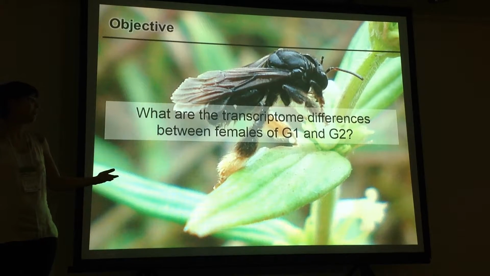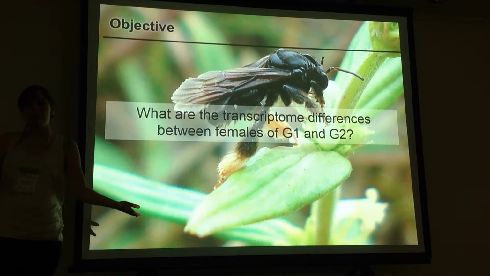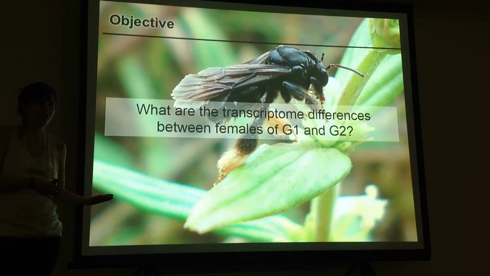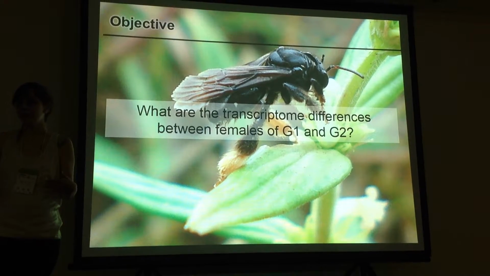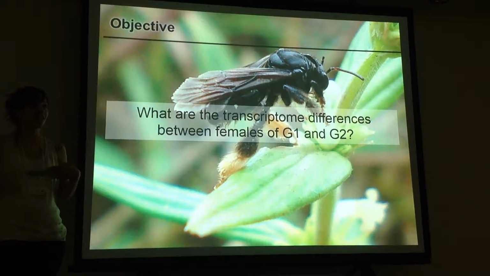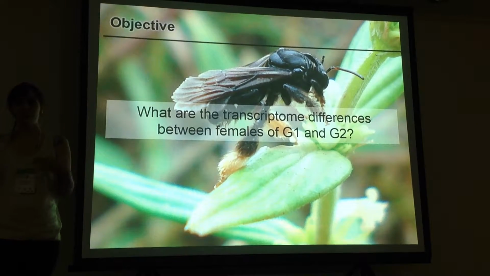So my question for this work was, what is the difference between the founders from the first generation and the second generation regarding their transcriptome profile? What genes are being expressed so these females produce different kinds of broods?